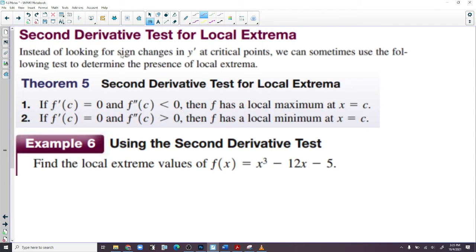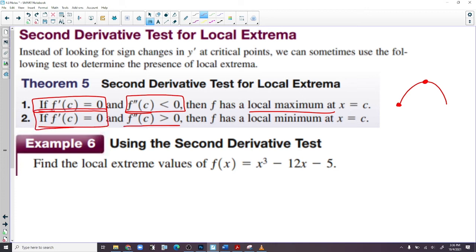Second derivative test for local extrema. Instead of looking for sign changes in y prime at critical points, we can sometimes use the following test to determine the presence of local extrema. Theorem 5 is the second derivative test for local extrema. If the first derivative is 0, that means we have a potential min or max. And then if the graph is concave down, then we have a local maximum. If we have a potential min or max and the graph is concave up, then we have a local minimum.